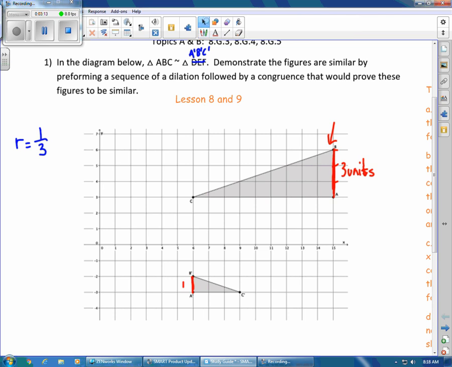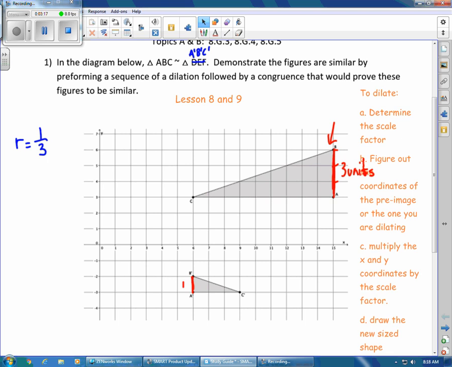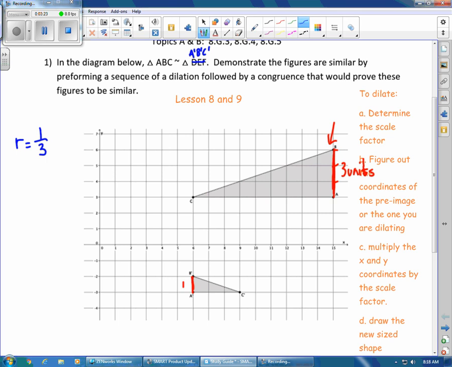Okay, how do I dilate a shape again? Again, these are just directions reminding you how to do something. So to dilate, I determine the scale factor. Check, done. Okay, I got that one. Next, figure out the coordinates of the pre-image, or the one you are dilating.